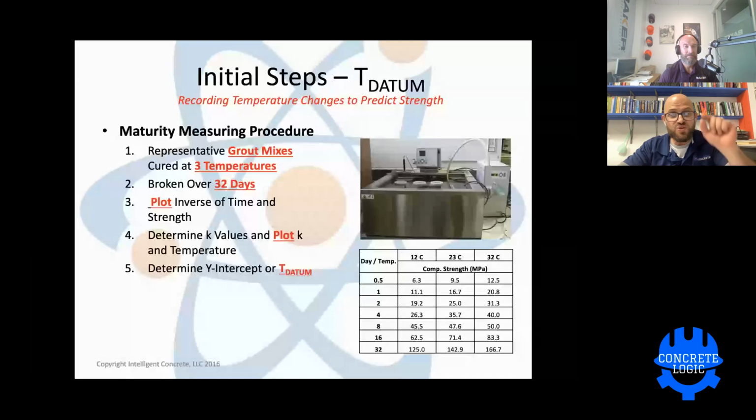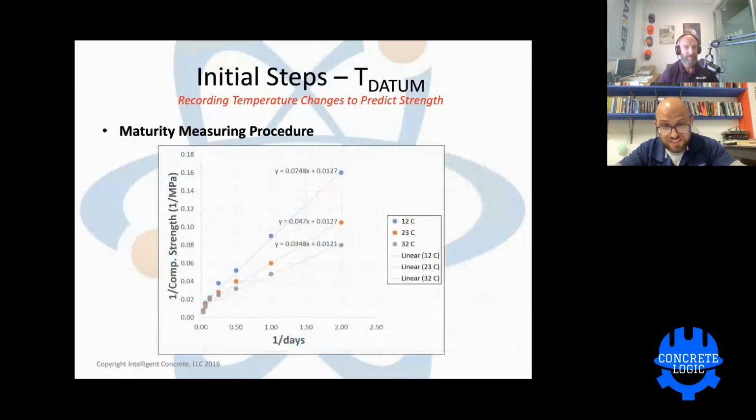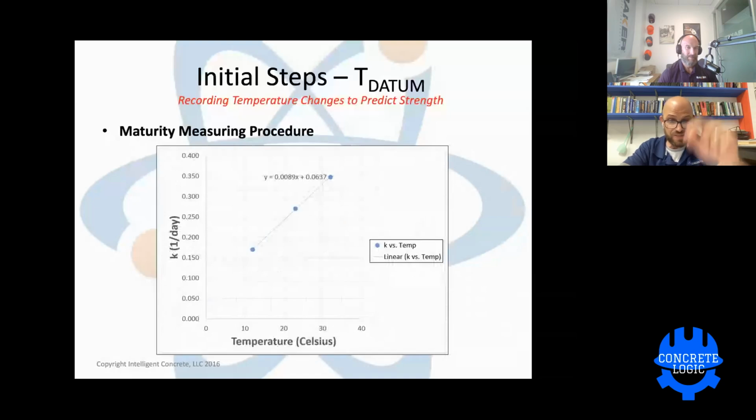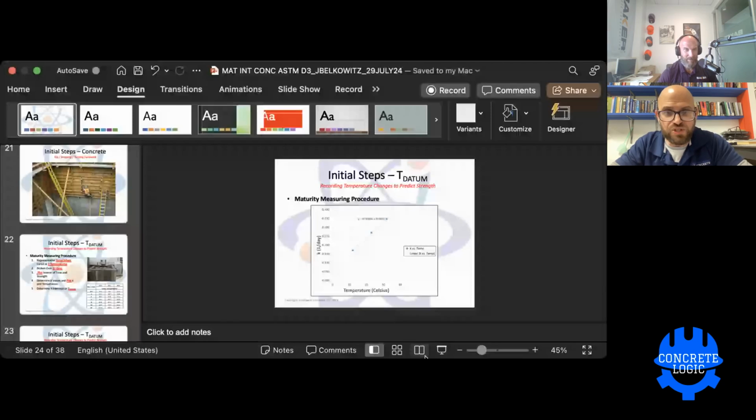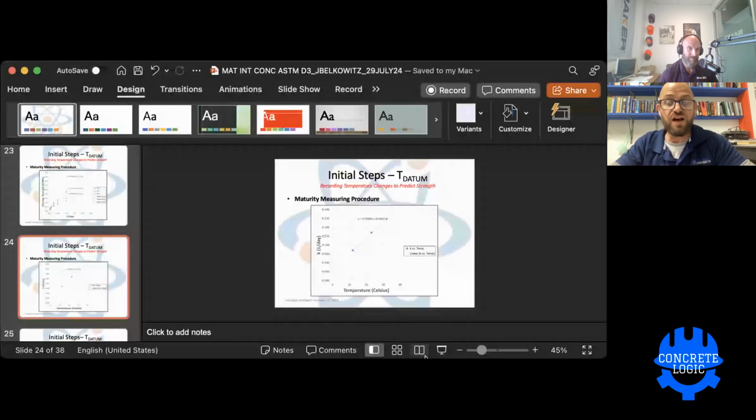Then what you do is you plot the inverse of time versus strength, right? So now that you get all these numbers, now you start doing the math. Now, once you do that math, you're going to plot. So once you get all the strengths, those 32 different strengths for those 3 different temperatures, now that you have these plots, what you then do is you plot the intercepts. Is that a time versus, it's a temperature versus the inverse of our time scale. Let me get back to it.